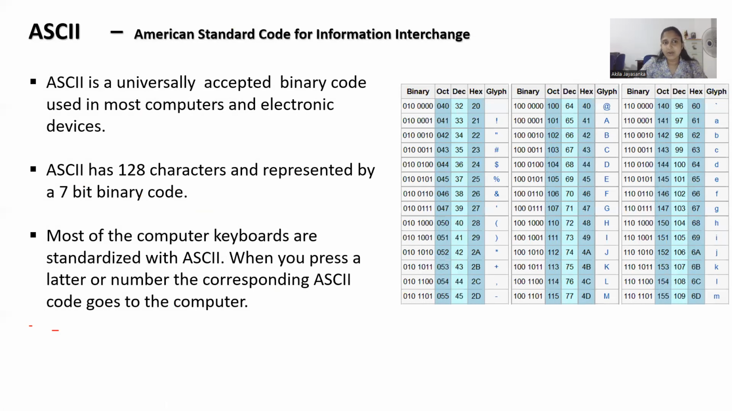Next one, ASCII. ASCII is called American Standard Code for Information Interchange. Here you can see several numbering formats: binary, octal, decimal, hexadecimal representations. ASCII is a universally accepted binary code used in most computers and electronic devices. ASCII has 128 characters and is represented by a 7-bit binary code. That means to represent a character such as A in ASCII, we use 7 binary digits.